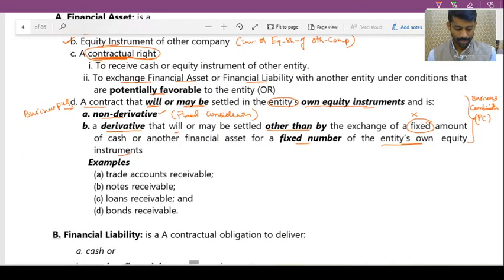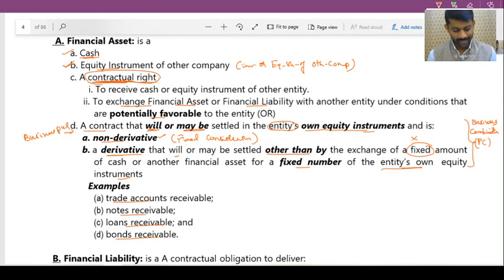Examples: trade accounts receivable, notes receivable, loans, bonds. These are all fixed amounts or not? Amount can be determined on the face. Clear? So if you couldn't determine it, then it is called a derivative financial asset. If you can determine it, then it is called a primary financial asset. Are you understanding?